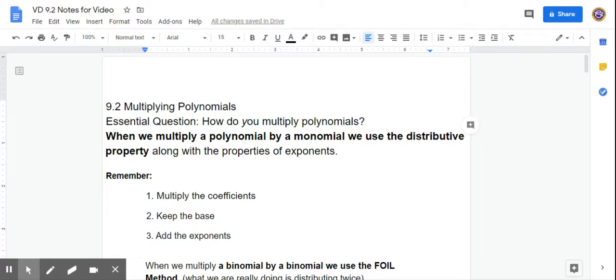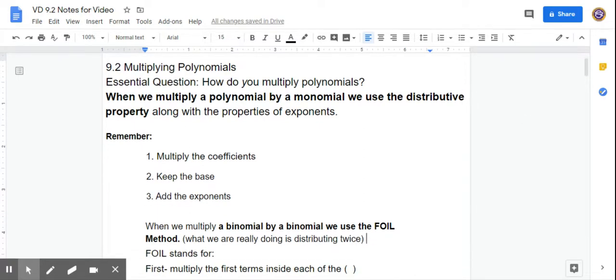When we multiply, we're going to use our laws or properties of exponents that we learned in chapter 8. So remember, we multiply the coefficients, we keep the base, and we add the exponents.